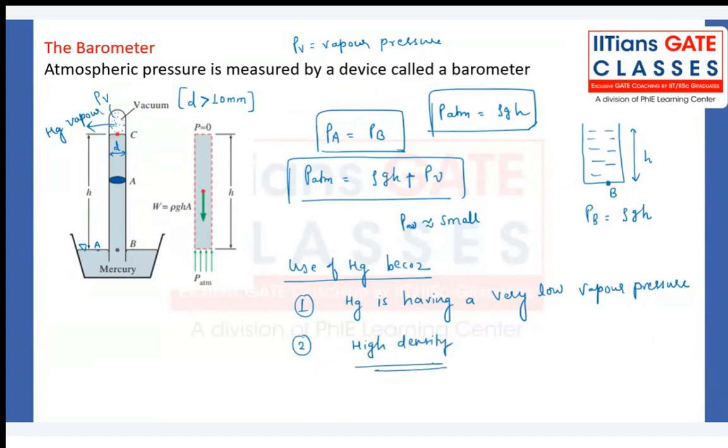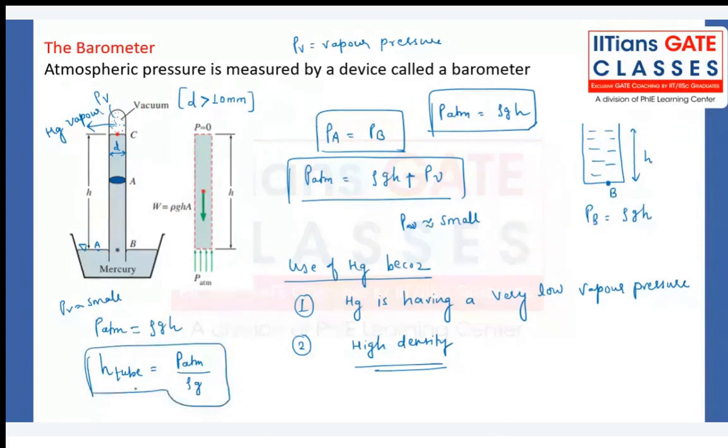Now, what is the benefit of having the high density fluid? See, guys, H is nothing but H of the tube. Can I say H is approximately the height of the liquid which is being raised in that tube? Or can I say directly that it is nothing but the height of the tube indirectly? So my dear friend, if I neglect the PV value, very, very small, then P atm will be rho gh. Then what is the height of the tube that is going to be required? P atm by rho g. To measure one atmospheric pressure, if the rho g value is very, very high, I will require very less height of the tube. Otherwise, what will happen?